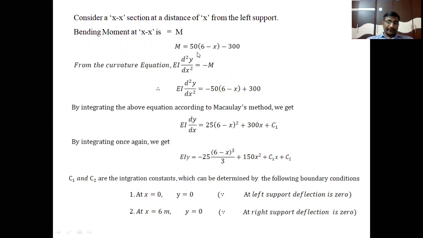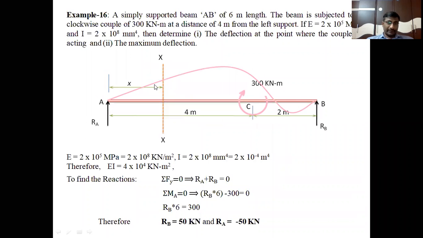Okay. Wherever you take the section, in this XX section, you should take minus 300 only. 300, not multiplied by distance. You should not multiply the distance with this 300. Wherever we take the XX section or wherever you calculate the bending moment, simply you have to take the 300 as minus 300.